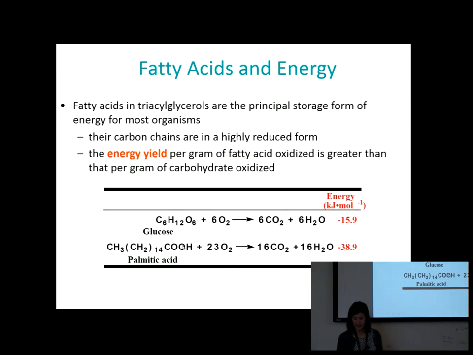So this is an unfair comparison. But we'll do another comparison later. So glucose only gives off negative 15.9 kilojoules, so that's why it's negative. And palmitic acid, which has 16 carbons, gives off 38.9. So, but we're going to compare it later, all right? We're going to do a better comparison later because it's not the same number of carbons here. But we'll see later that we get more energy, not much more, but more energy out of our fats.